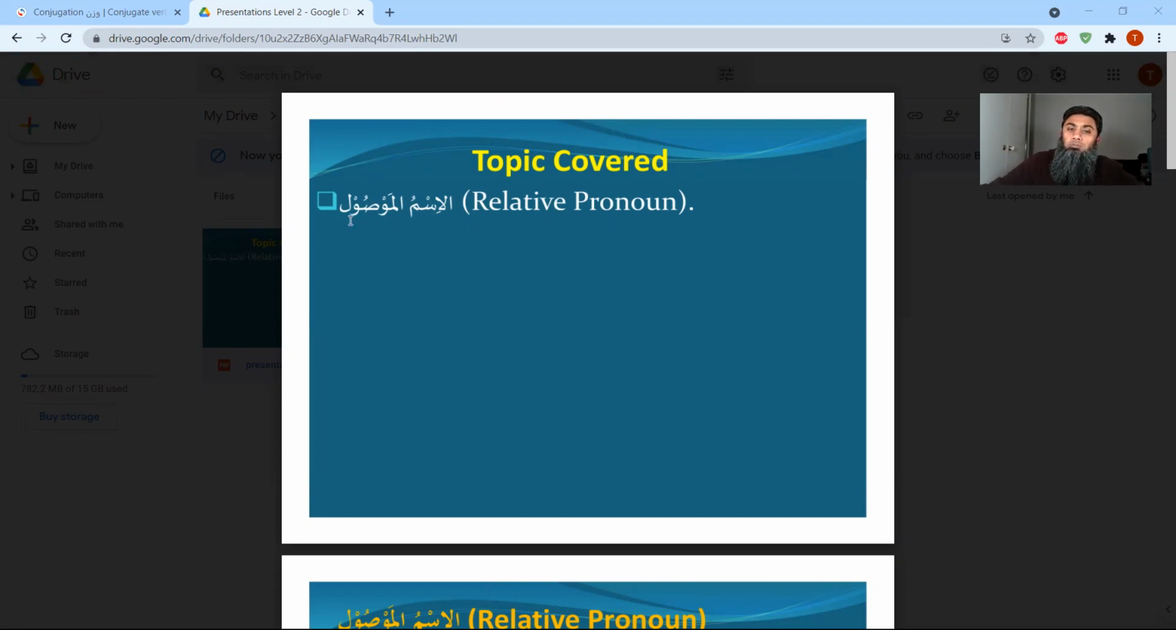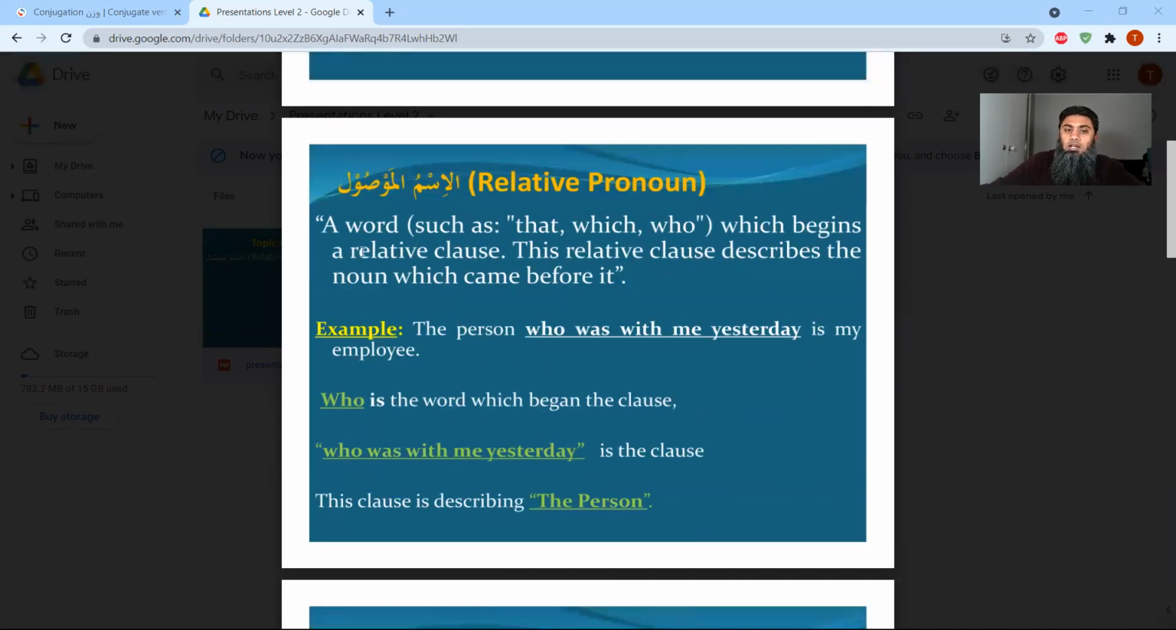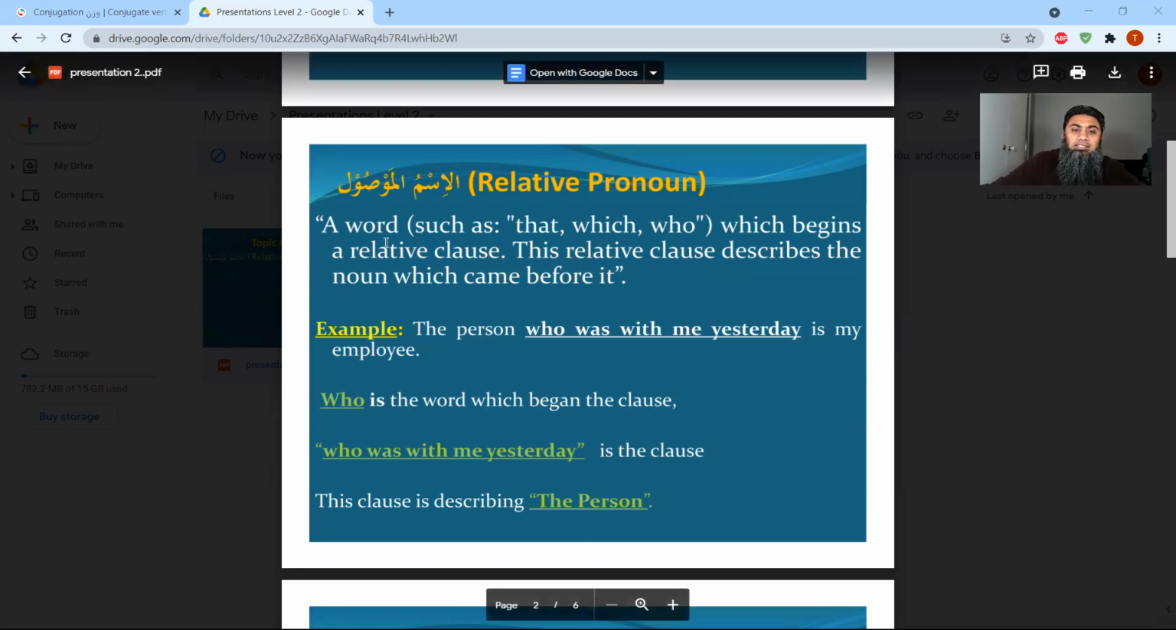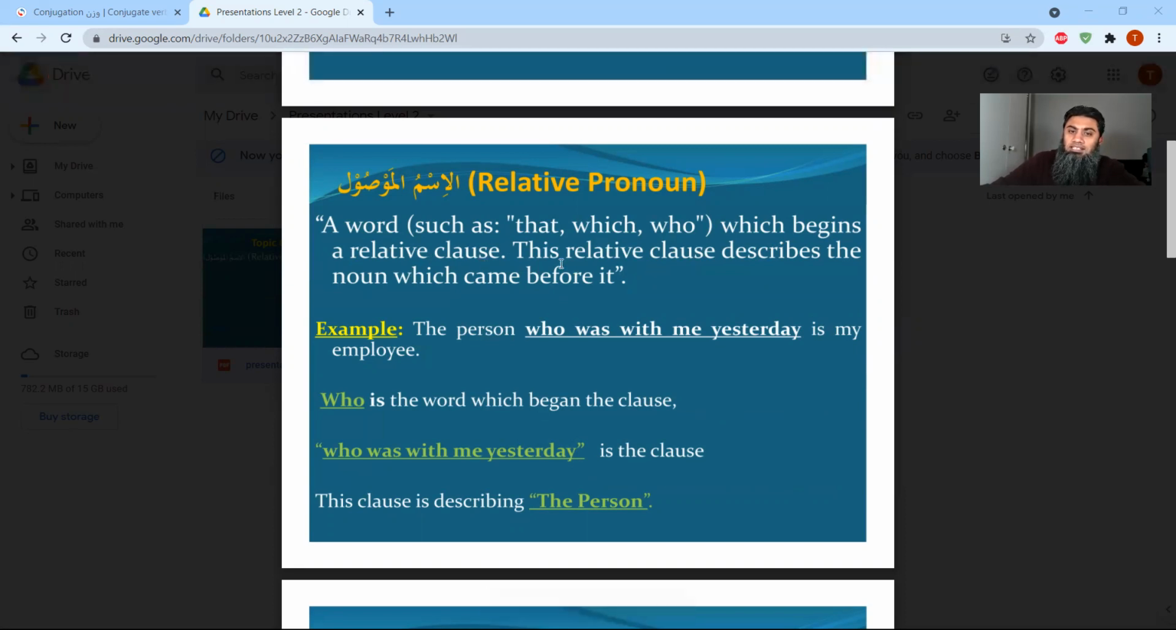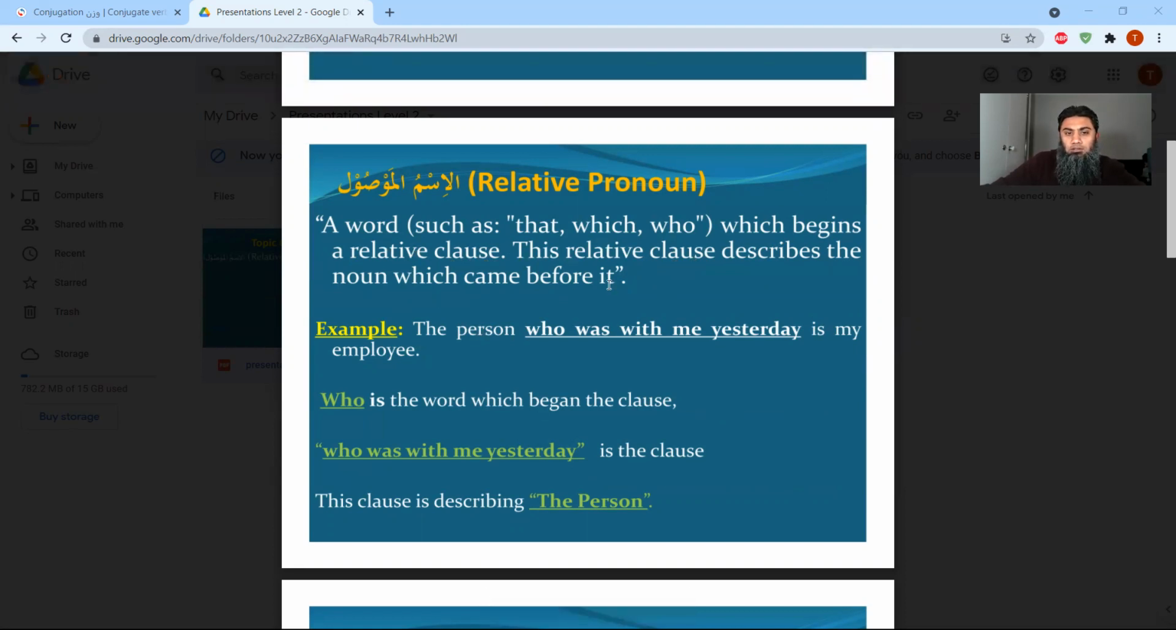So, al-ismul mawsul or relative pronoun. Let's see first what it is. A word such as that, which, who, which begins a relative clause. This relative clause describes the noun which came before it. It looks like something very complex, but it's very simple. Look at this example first.